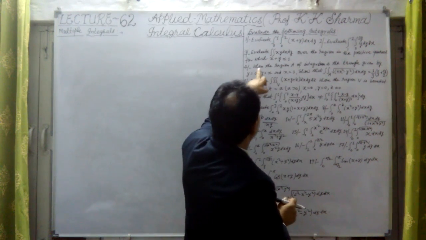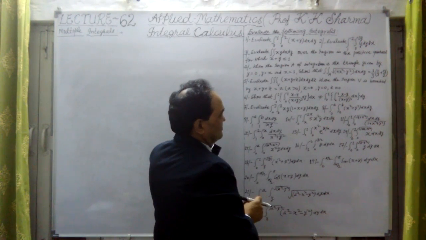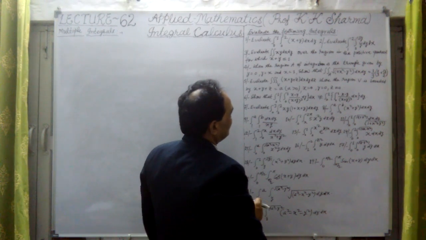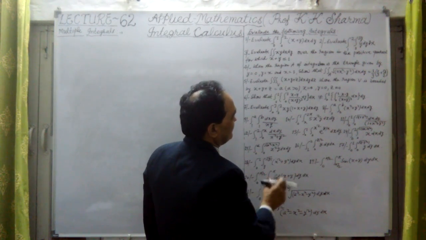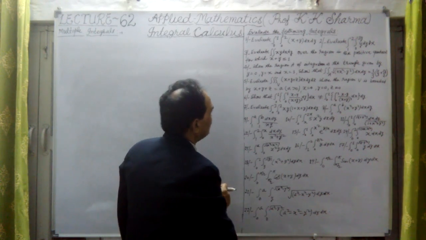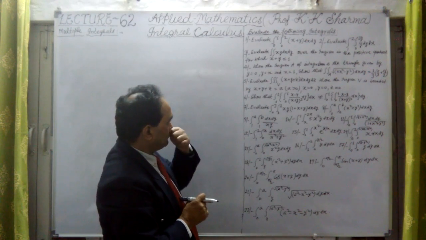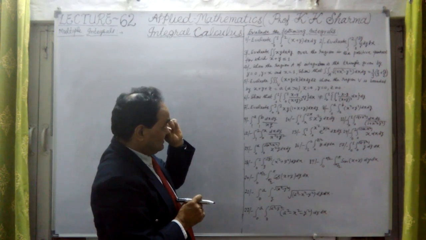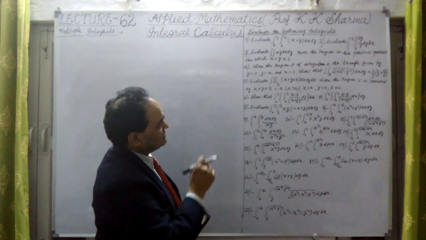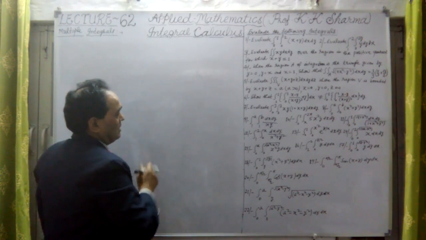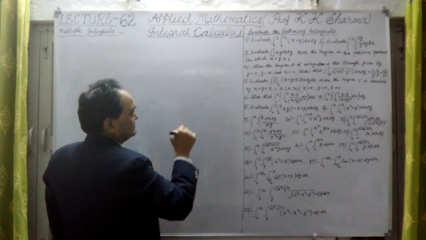Question number 4: when the region A of integration is a triangle given by y equal to 0, y equal to x, and x equal to 1, show that this double integral of dx dy equals this. First, let me frame the triangle.